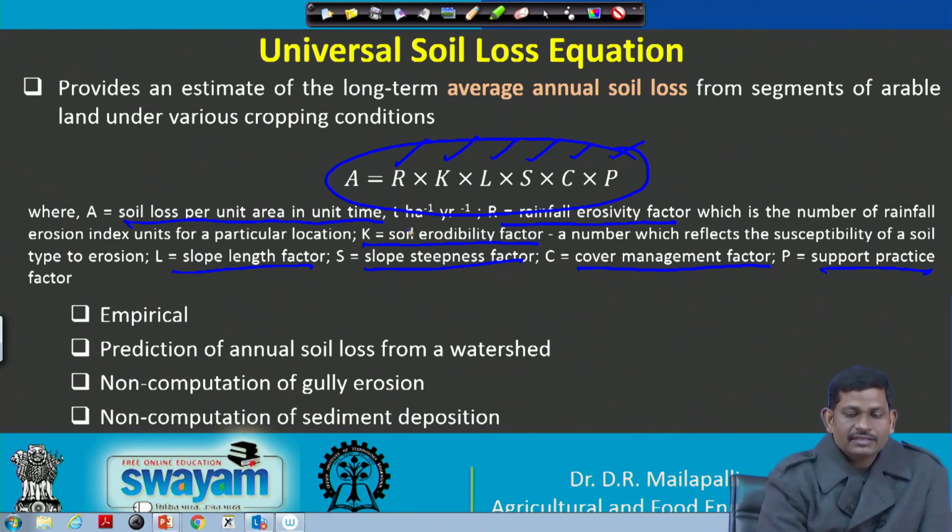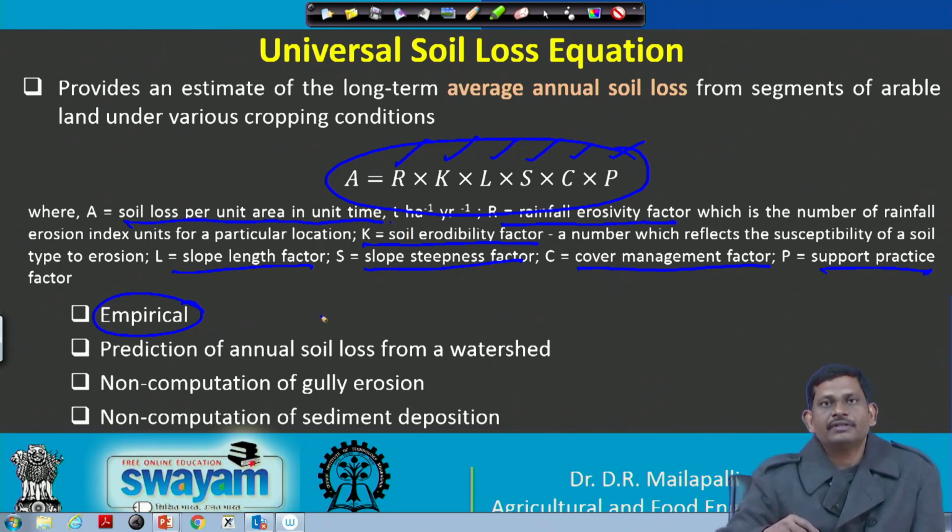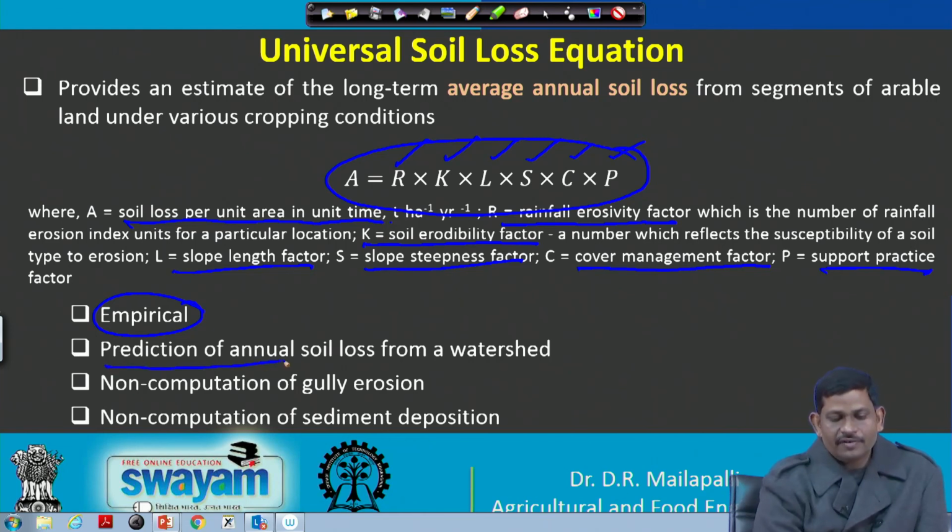Then, this is an empirical equation. If you see, the units are not matching, but after getting the data, it is fitted into this equation considering different factors. It predicts annual soil loss from a watershed, and it does not compute gully erosion. This may not be used for gully erosion, and it does not compute sediment deposition.